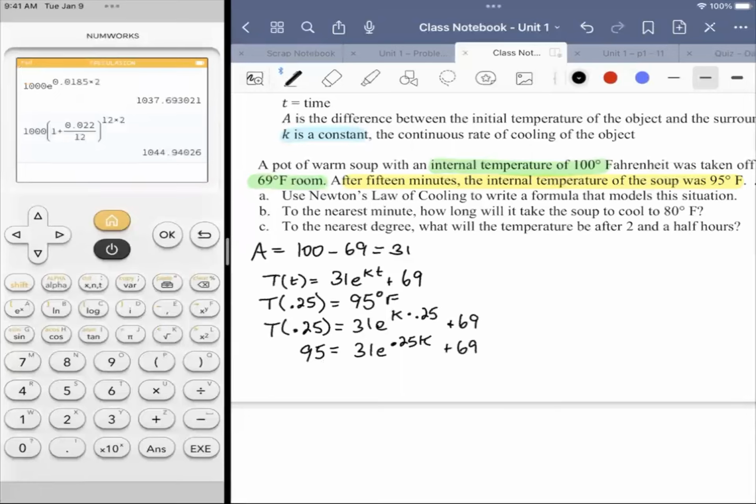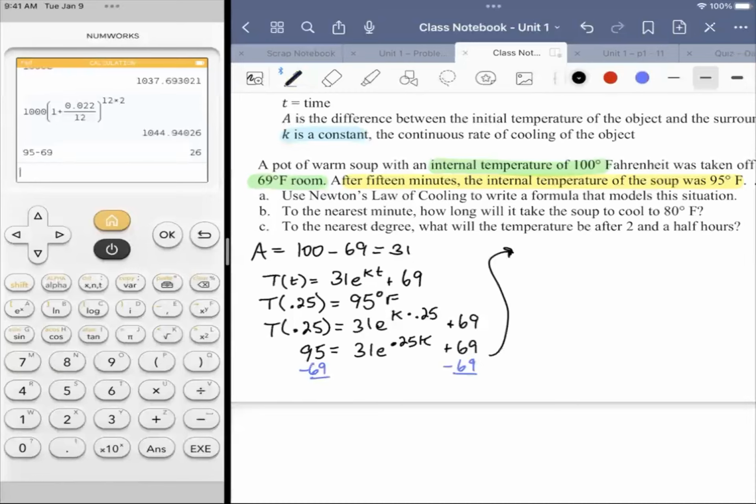Now I want to solve for the value of k. It's a variable exponent, which means we're going to involve a logarithm in a minute. But before I do that, we'll take care of the easy stuff, which is, let's get rid of that 69. I'm going to bring the results up here. 95 minus 69 is 26. That's going to be equal to 31 e to the 0.25 k.